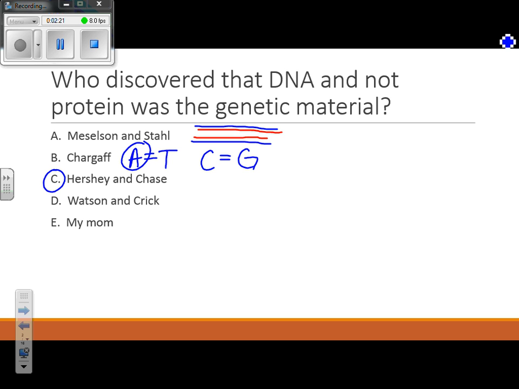Watson and Crick discovered the structure of DNA, the double helix, with A's paired with T's and C's paired with G's, but at that point they did not... Well, they had just found out, I think, that DNA was the genetic material.